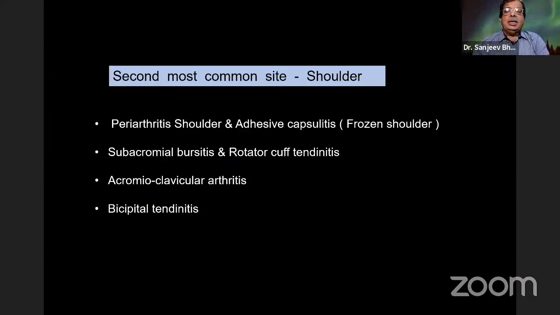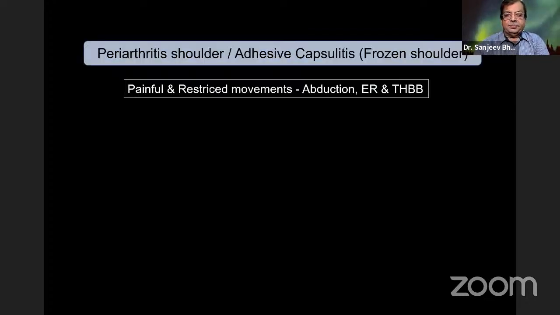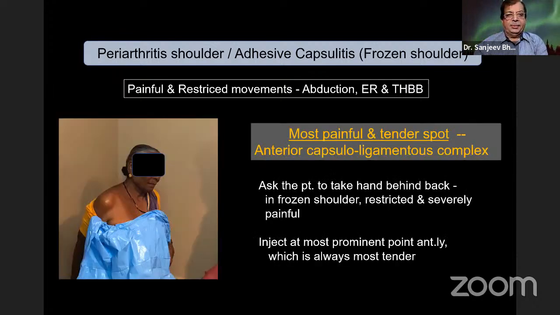Now, the second most common site after the knee is the shoulder. The most common thing which we encounter in the OPD is periarthritis shoulder, and the next stage is adhesive capsulitis, which you commonly refer to as frozen shoulder. Then subacromial bursitis or rotator cuff tendinitis, acromioclavicular joint arthritis, and bicipital tendinitis. Now, coming to periarthritis shoulder or adhesive capsulitis, frozen shoulder, the painful and restricted movements are 3. All of us know: abduction, external rotation, and taking the hand behind the back.